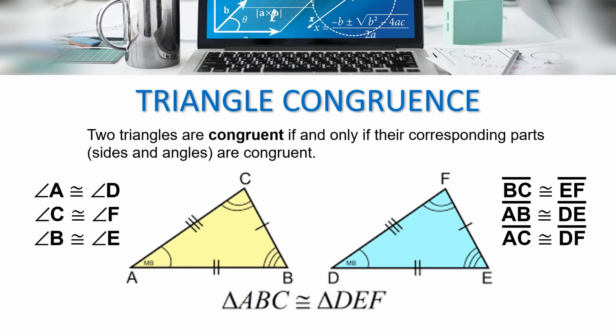Okay, so what do we know so far? We've already learned about triangle congruence. Triangle congruence simply means that two triangles are congruent if and only if their corresponding parts are congruent. Kaya naman, ano yung una nating inaral? We try to identify ano ba yung mga corresponding parts.